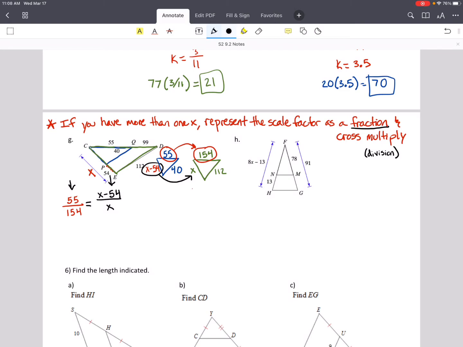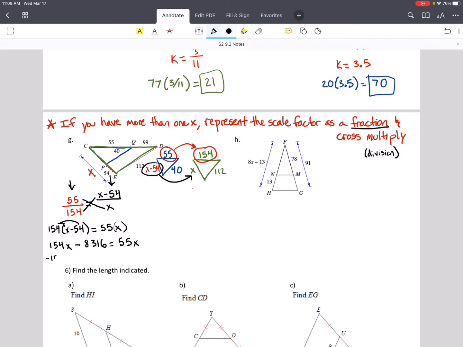Meaning we're just getting both expressions out of the denominator. So I can take 154 times x minus 54 and set that equal to 55 times x. And now it's an equation that I can solve. So I can distribute 154x minus, I'll do 54 times 154, 8,316 equals 55x. Like I said, don't be afraid of big numbers, it's the same thing.